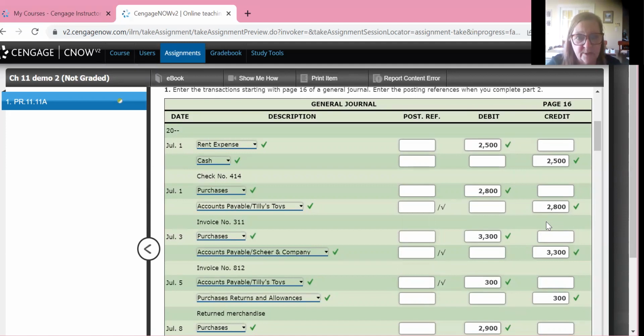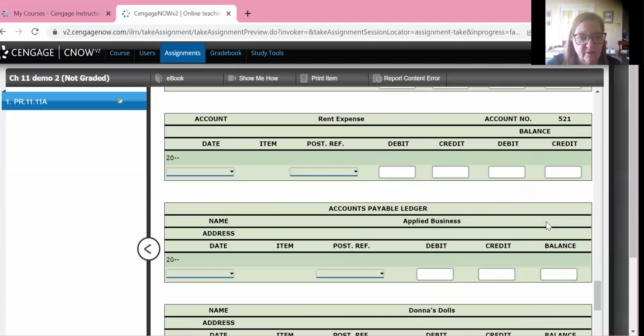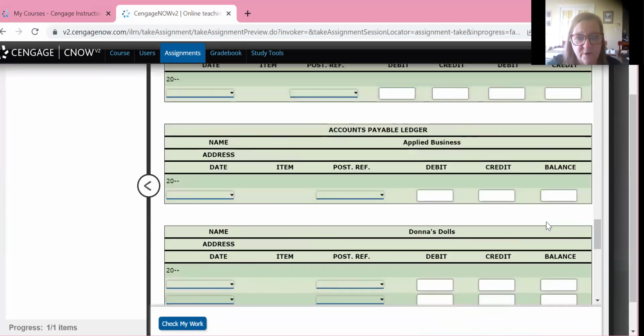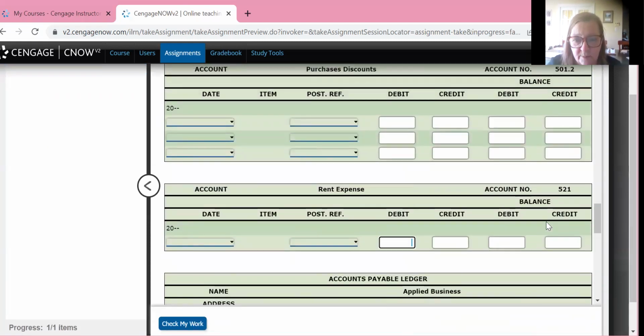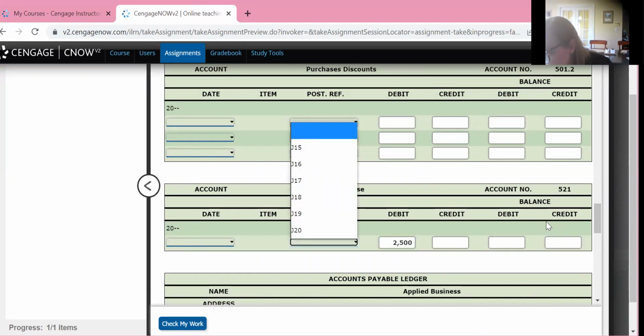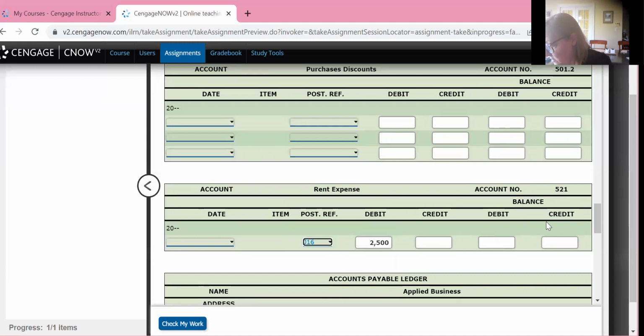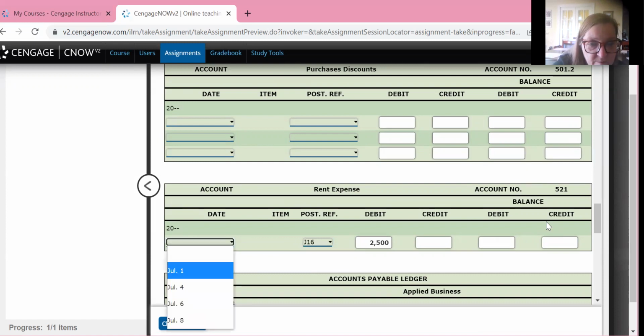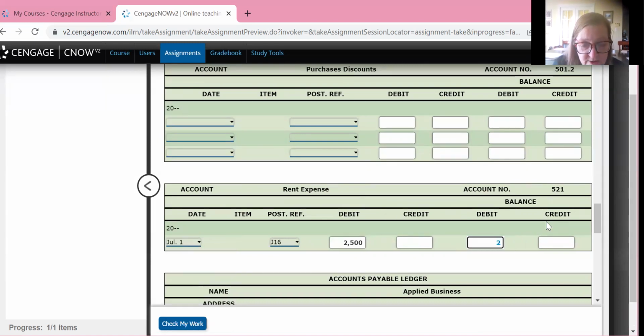So the rent expense, I'm going to debit rent expense for $2,500. And I have to find it first. I know it's down here. There it is. Debit for $2,500. Journal entry page number one. What page was it? Let's see. I'm going to find it. The first page of journal entries was on page 16, right? Yep. And the date for that transaction was July 1st.